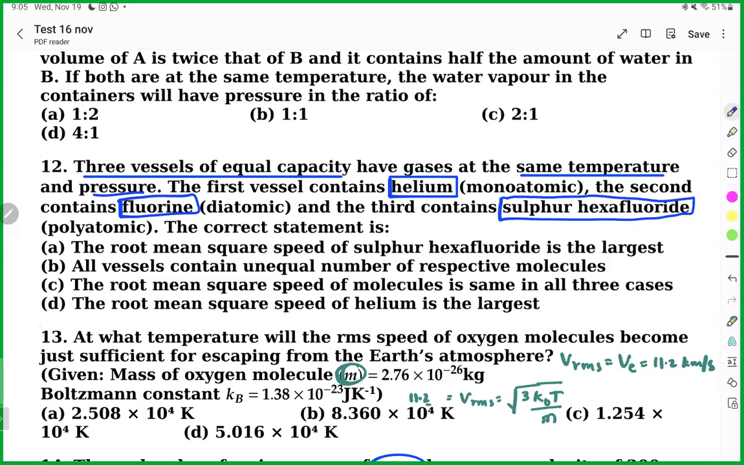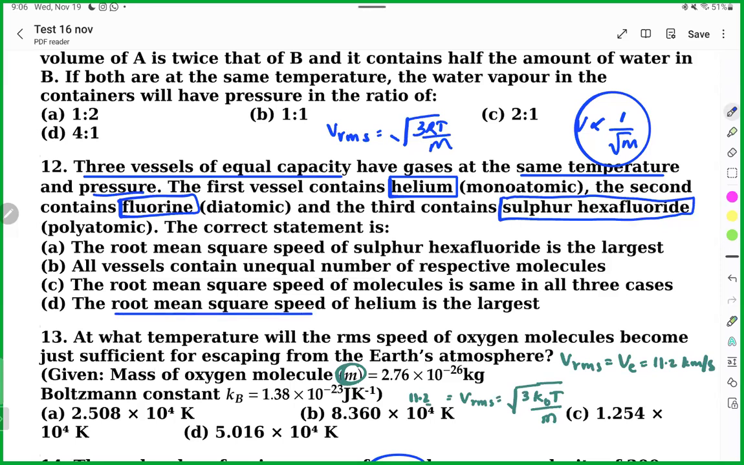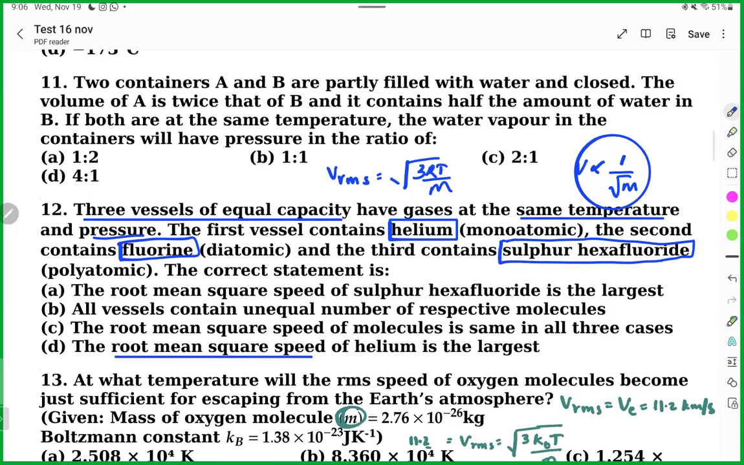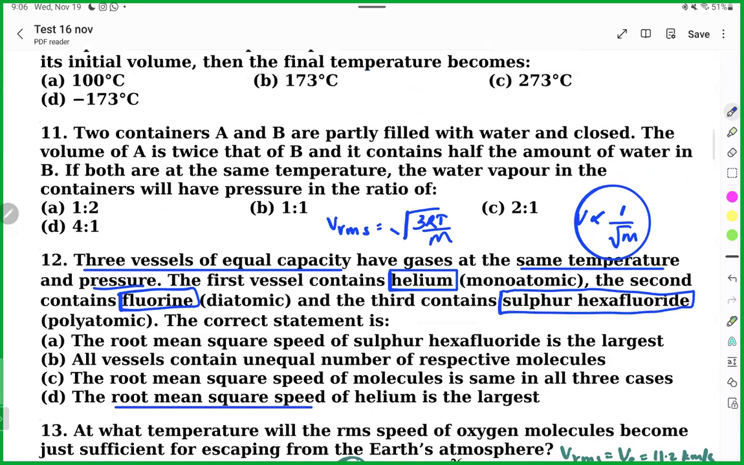सर मोलर मास से रिलेटेड कुछ होगा ना. VRMS is equal to under root 3 RT by M. So VRMS is inversely proportional to the mass. It means if you increase mass, VRMS will decrease. Now you are asking for the VRMS maximum. It means mass should be minimum. Any doubt, guys?